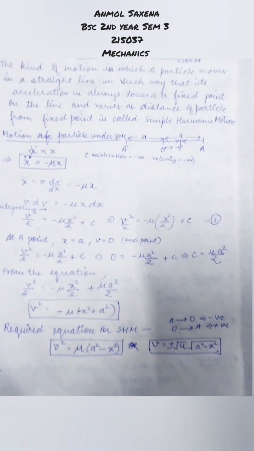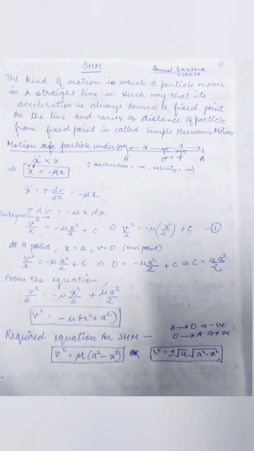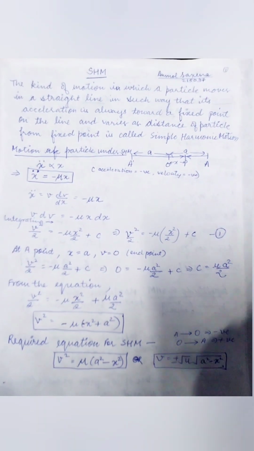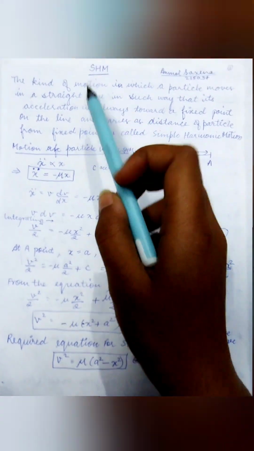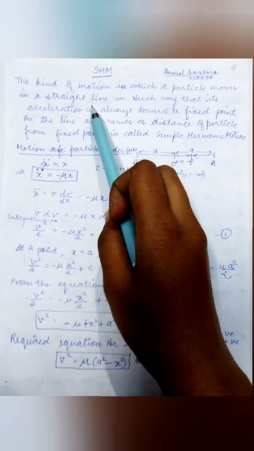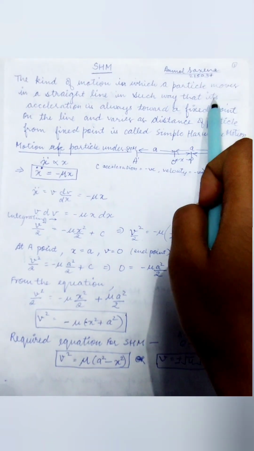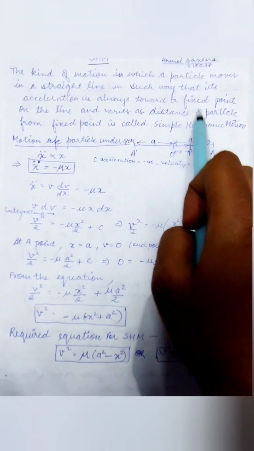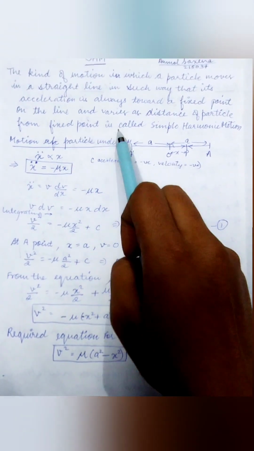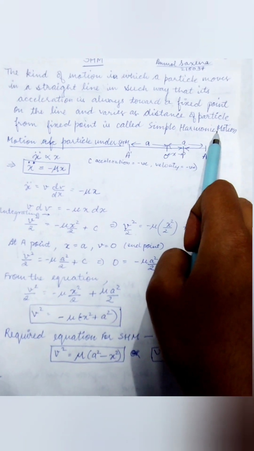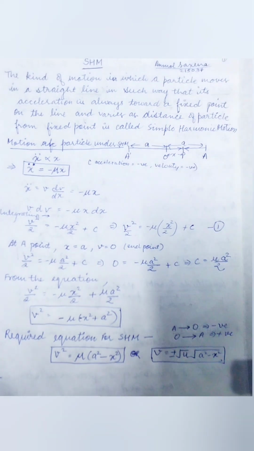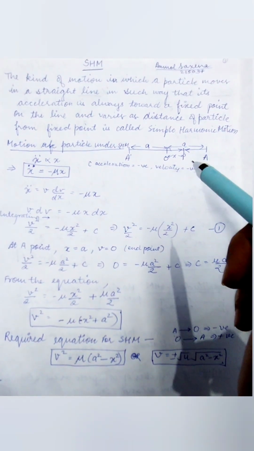Today I am going to discuss the topic SHM, which is simple harmonic motion. Firstly, we will discuss the definition of SHM: the kind of motion in which a particle moves in a straight line in such a way that its acceleration is always toward a fixed point on the line and varies as the distance of the particle from the fixed point is called simple harmonic motion. So in simple harmonic motion, acceleration is directly proportional to the distance of the particle from the fixed point.